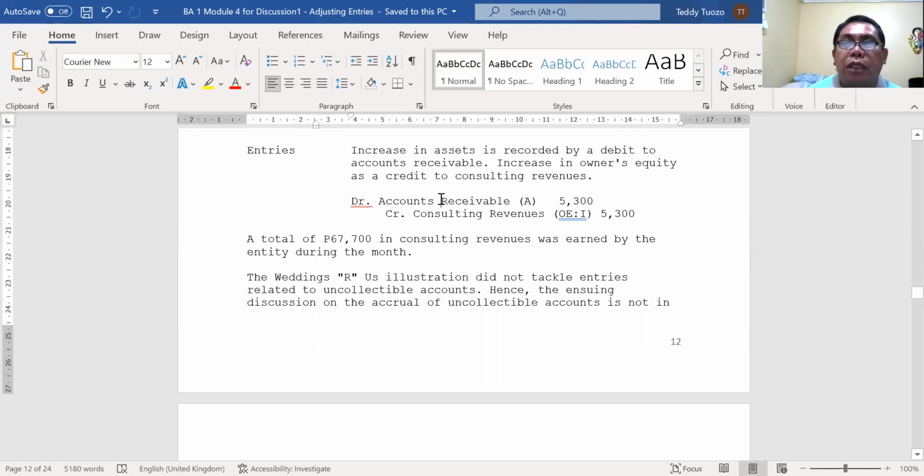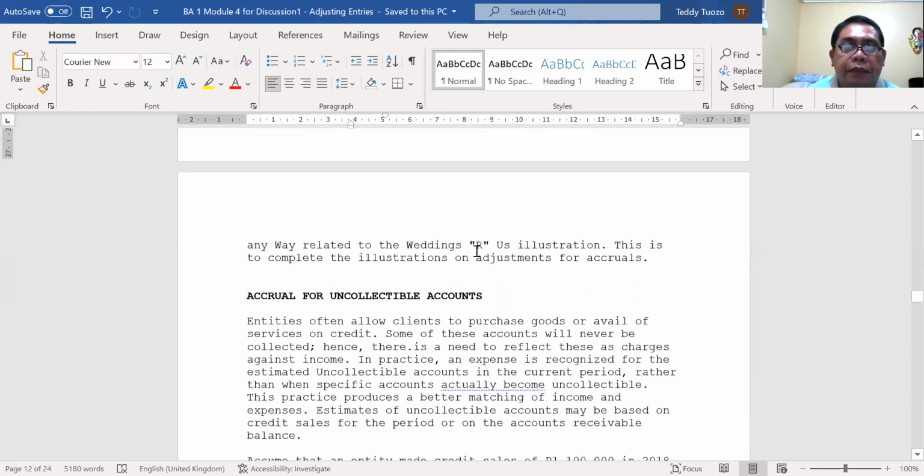Okay, it is debit to receivable, since it is still to be collected, and the increase in an income account, which is consulting revenues, for 5,300. Okay.